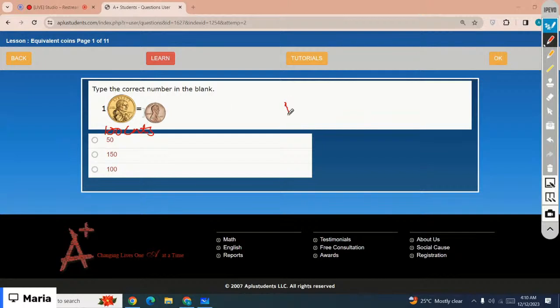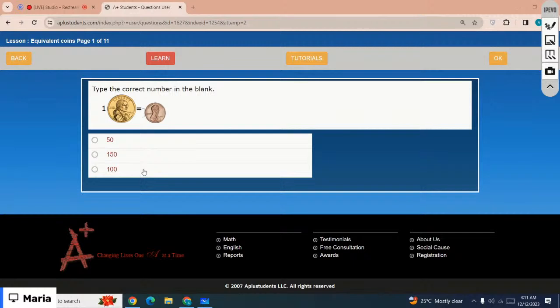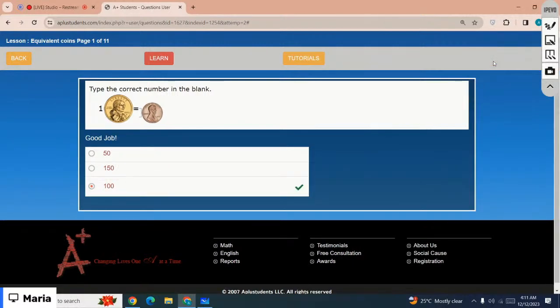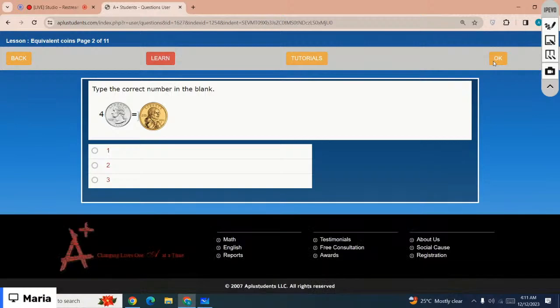and one penny is worth 1 cent. That means if you have 100 penny coins together, they make $1, right? The correct option is 100. You have 100 pennies. 100 pennies equal $1, right?